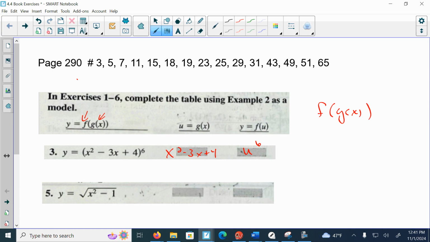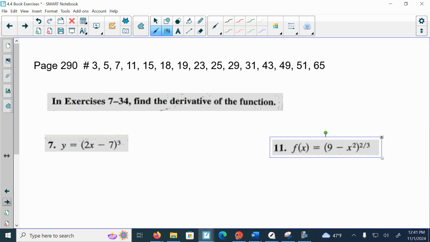So for number 5, your innermost function is x squared minus 1. Your outermost function is the square root of u, which we would probably write as u to the 1/2 power, because it would be easier to take a derivative that way. That's all you have to do for 3 and 5. All right. For the rest, for 7 through 34, you want to find the derivative.